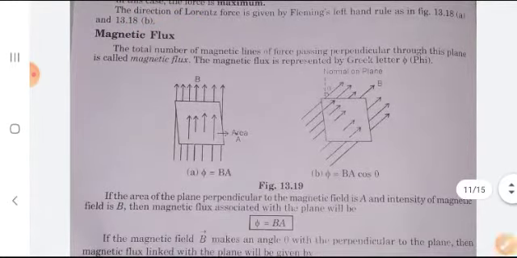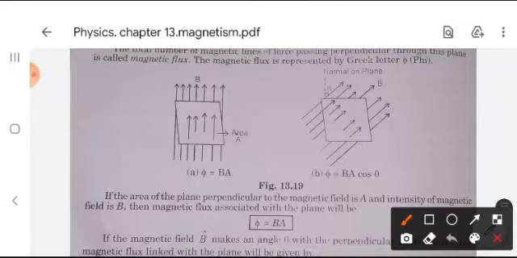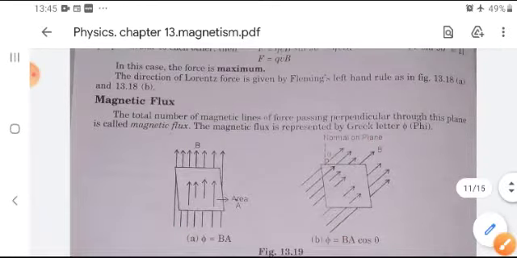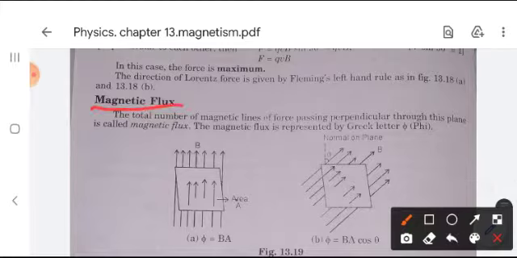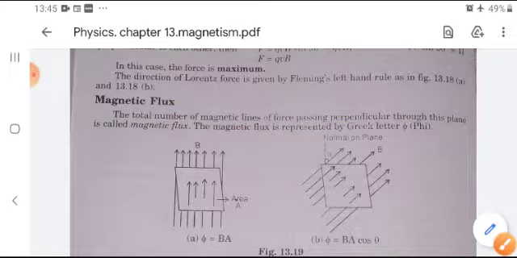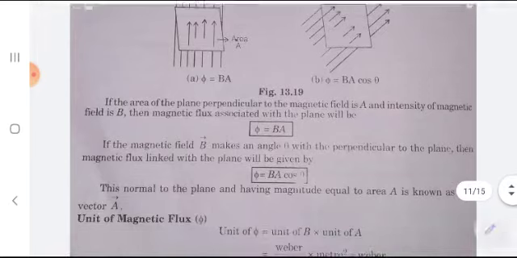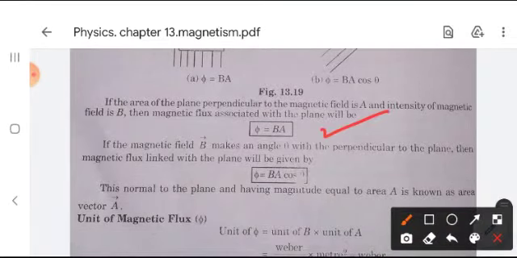Now moving forward, what is magnetic flux? This picture shown here is about magnetic flux. The total number of magnetic lines of force passing perpendicular through a plane is called magnetic flux. The magnetic flux is represented by the Greek letter phi. So the formula of magnetic flux is phi is equal to B into A, because it is a scalar quantity, a dot product, so the value comes BA cos theta.